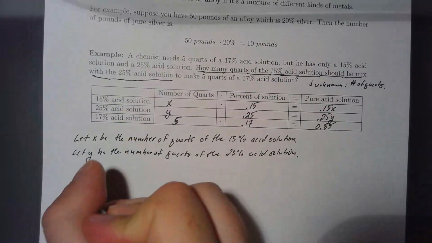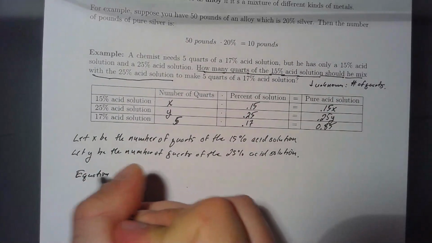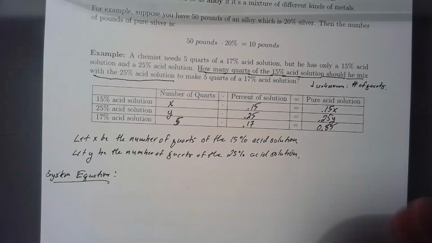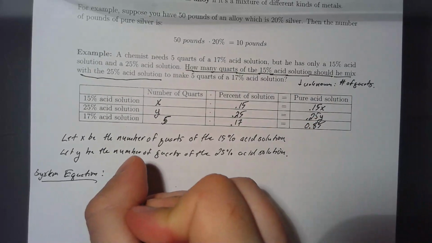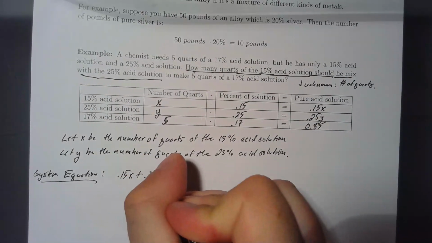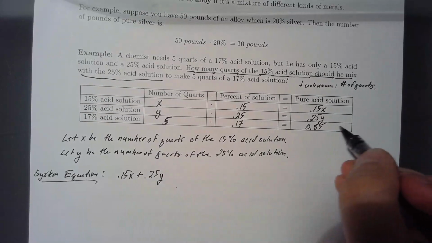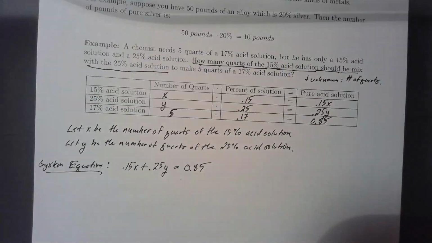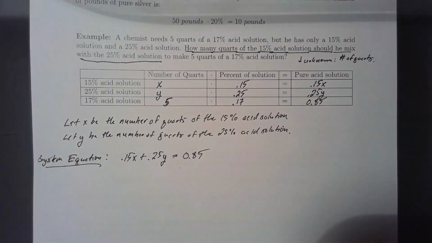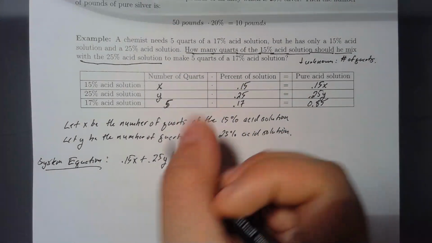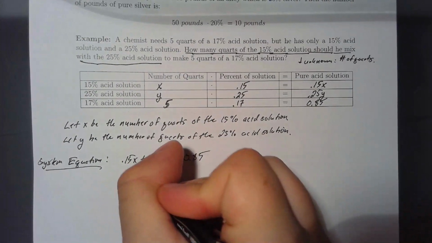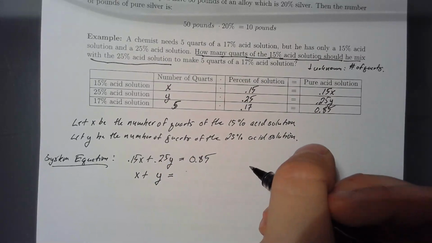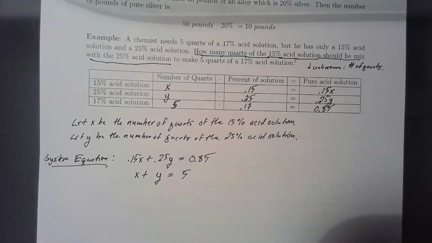So my equation is going to be 0.15x plus 0.25y equals 0.85. And where's my second equation? It's the number of quarts. Number of quarts of 15% plus the number of quarts at 25% equals the total number of quarts of my desired solution, which is 5 quarts.